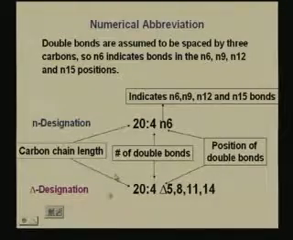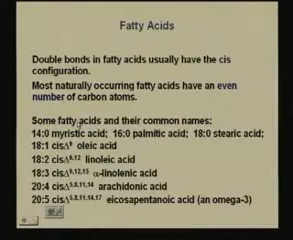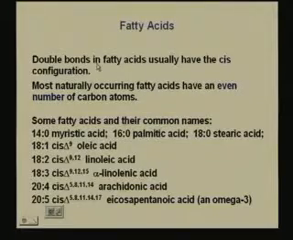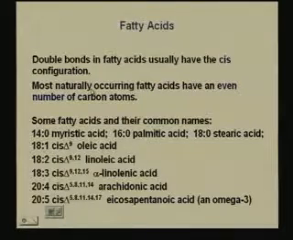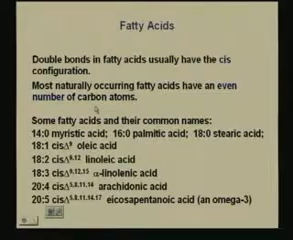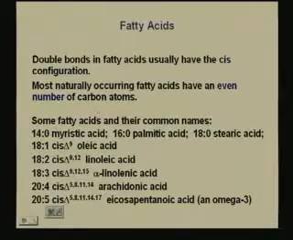Okay? So, if we look at a set of designations, another thing that we should mention here is that the double bonds that we see in the fatty acids usually have a cis configuration, and most naturally occurring fatty acids have an even number of carbon atoms, because the way that they are biosynthesized is they come in pairs of carbon atoms. So, all of these are usually even numbers. You do not see odd-numbered fatty acids, because when fatty acid biosynthesis occurs, it comes in pairs of carbon atoms.